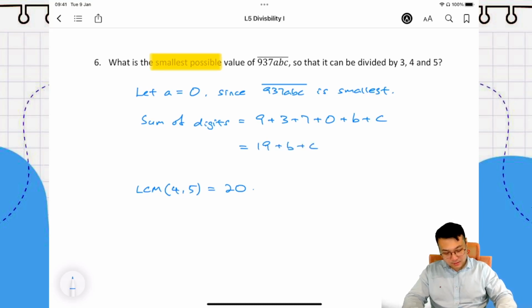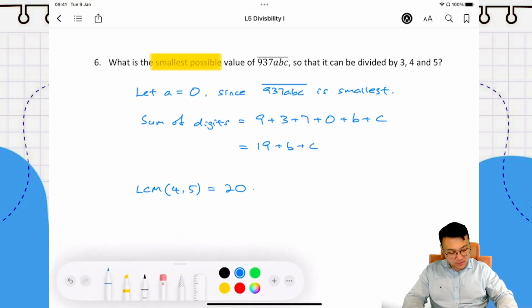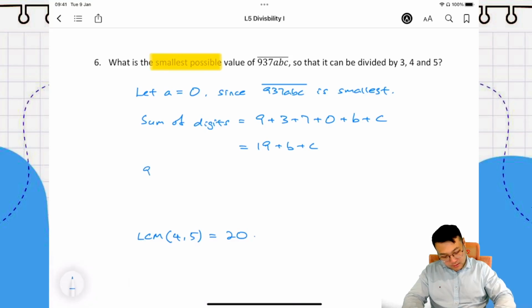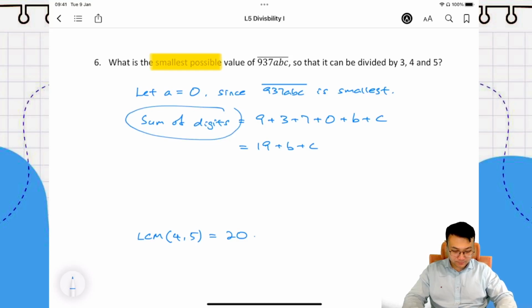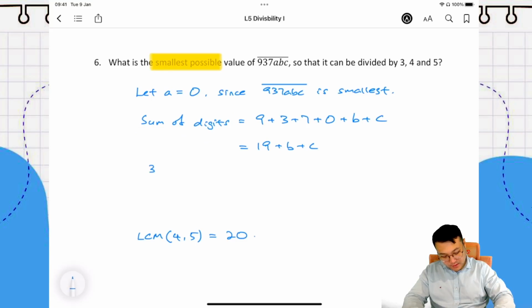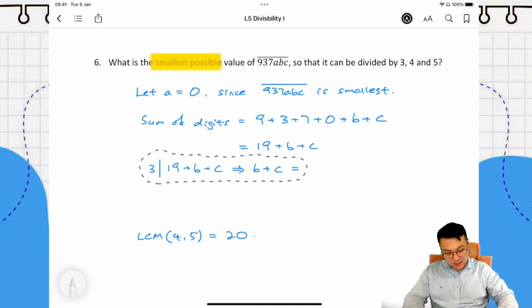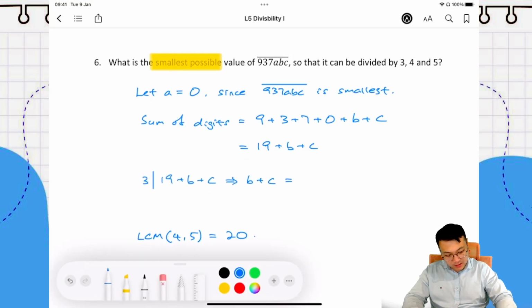Yes. Okay, so we must make sure that 19 plus B plus C is divisible by 20. Are you sure it's divisible by 20? Why are we finding the sum of digits? See if it's divisible by 3. Yes, you must see if it's divisible by 3. So 3 must divide 19 plus B plus C. Therefore, what is the possible value of B plus C? 2? Yes, the possible value of B plus C can be 2.